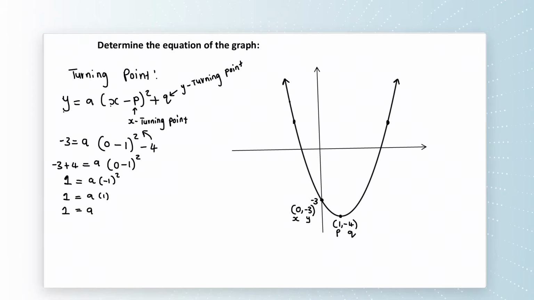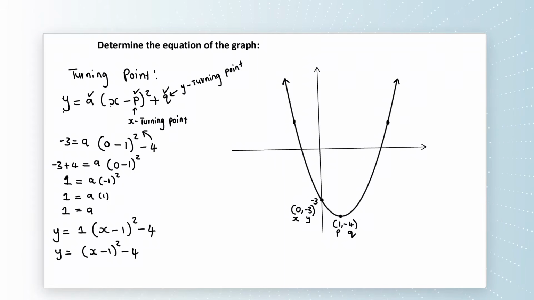Remember, an equation must be in terms of X and Y only. So meaning we have to get rid of the A. We need to substitute the A, the P, and the Q, and we're going to get our equation. Let's go ahead and do that. Y equals A, which is 1, times X minus P, which is 1, squared, plus minus 4 as Q. Anything multiplied by 1 is just going to be that thing, so Y equals (x minus 1) squared minus 4. This is good enough.